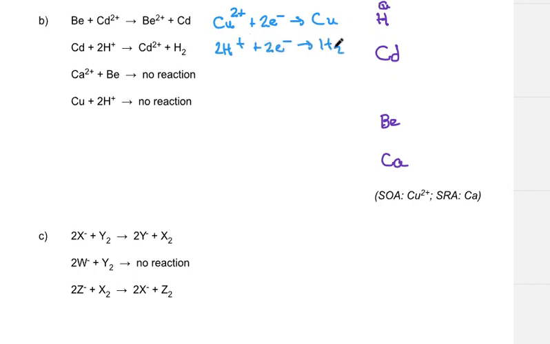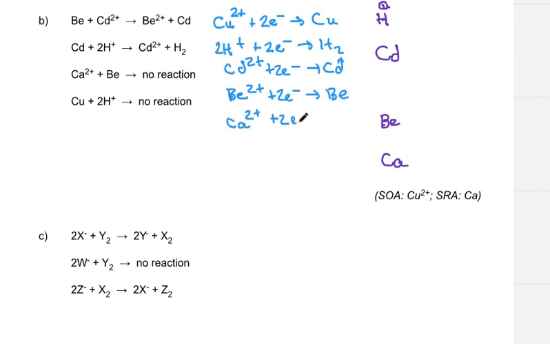Turns into hydrogen gas. Then we get cadmium. Cadmium ions turn into cadmium metal. Then we get beryllium ions. Turn into beryllium metal. And at the very bottom of our table, calcium ions convert to calcium metal. The strongest oxidizer would be copper ions. The strongest reducer would be calcium metal.